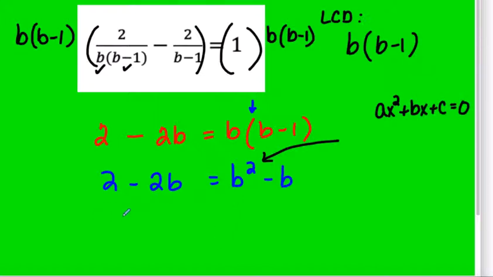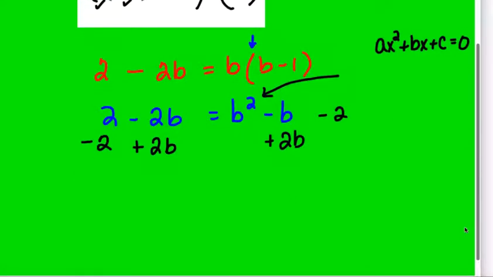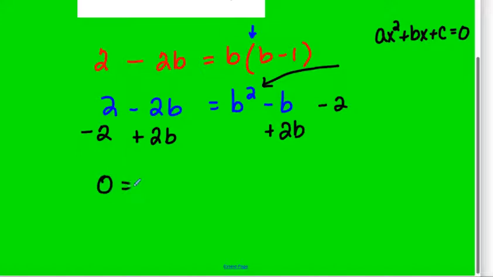All right, so I want b squared to be positive. It's easier when it is, so I'm going to bring the 2b to the other side, and I'm going to also subtract the 2. Okay, so that's going to leave me with 0 equals b squared plus b minus 2. Now I'm going to try and factor this.